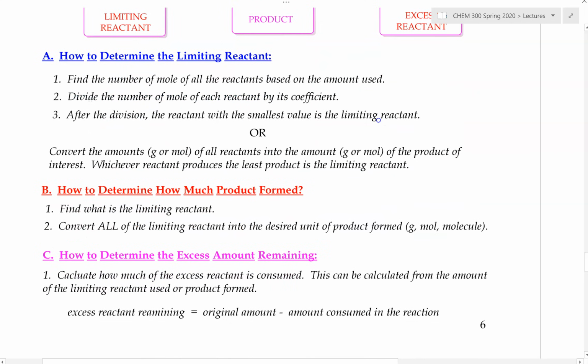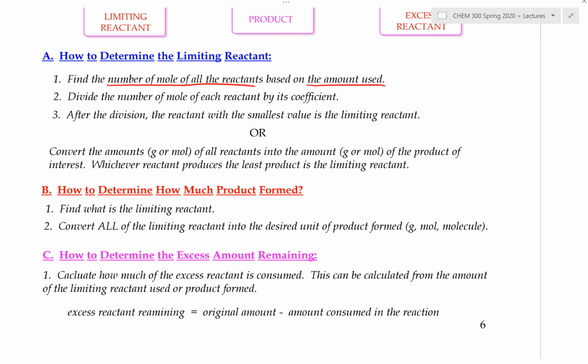And so here is basically a step-by-step guideline on how to do certain things. First, how to determine what the limiting reactant is. So here are the steps to calculate the limiting reactant when you are given various amounts of the different reactants. First, find the number of moles of all of the reactants based on the amount being used. So if you are given grams of the reactant, then convert all of those amounts into moles first by using their molar mass as the conversion factor.